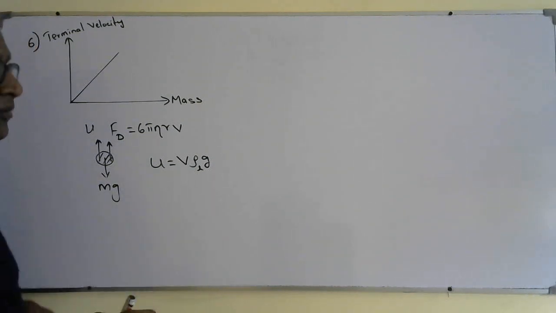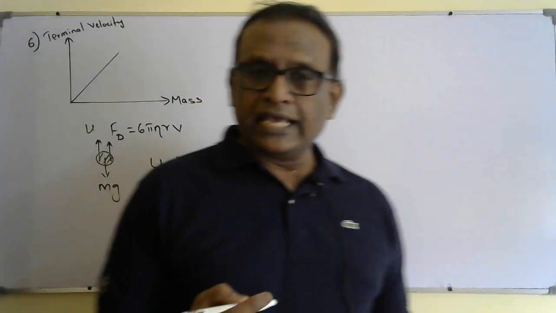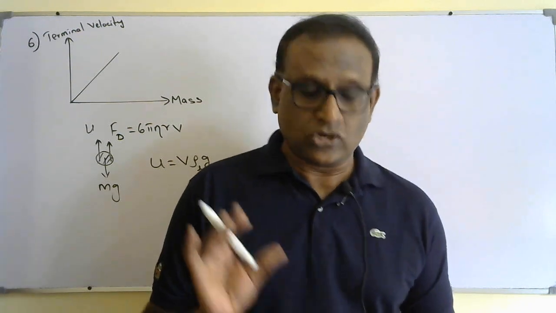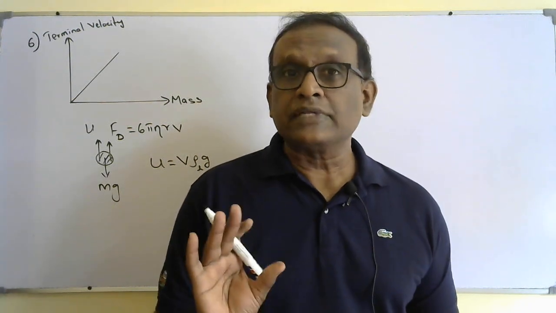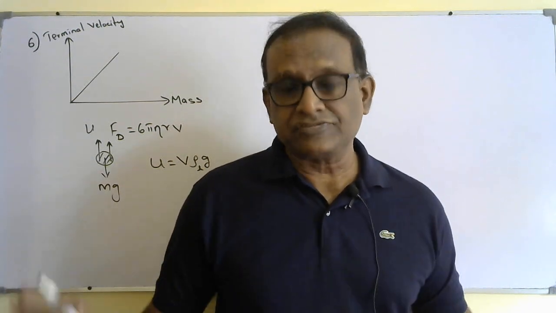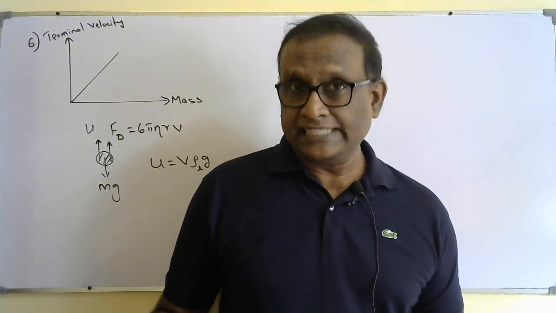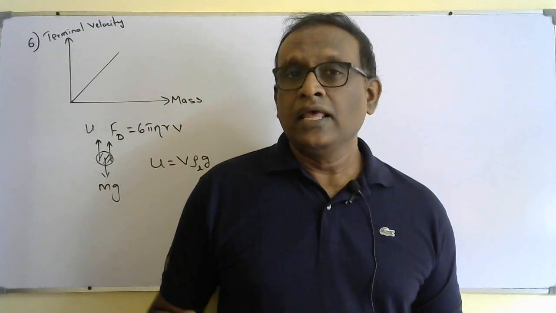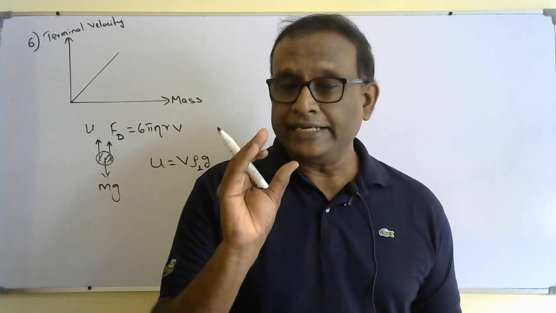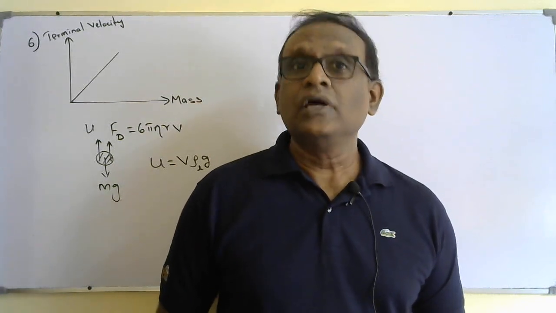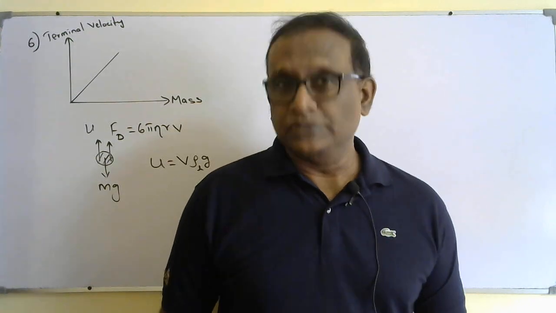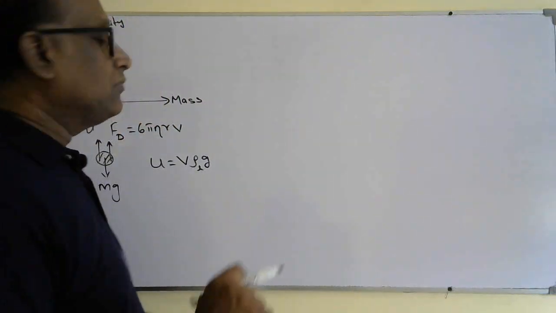Here the volume of the object is 4 by 3 pi r cubed, and they are using the same radius or same diameter, which means the upthrust will be the same for all spheres. Even when the weight or mass of the sphere changes, they are changing the mass, but same diameter means the upthrust will be the same for all objects, right? All the spheres have the same upthrust.